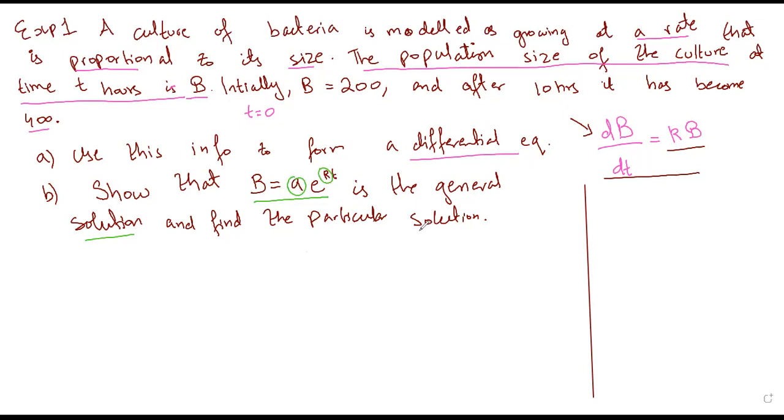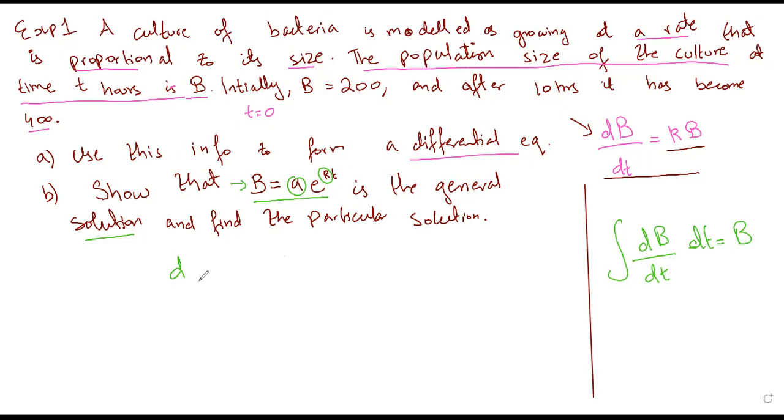This is the only difference between general and particular. But now the question is, how do we show that this is the general solution? As I just said, when you integrate dB by dt with respect to t, you will get b. And you don't know how to solve it, you just know how to differentiate it. So in order to show that this is the general solution, we will differentiate this expression with respect to t on both sides, and we will get this differential equation.